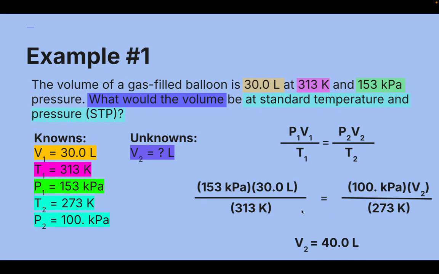Mathematically, you could plug 40 in for V2, solve for the left side of the equation, and solve for the right side of the equation. They should be equal to each other. And that's how you can check it mathematically.